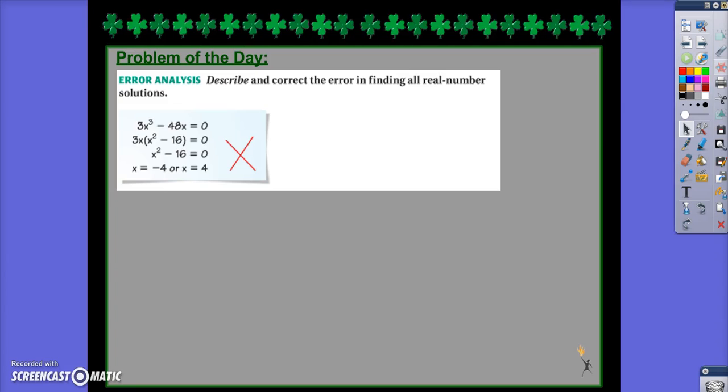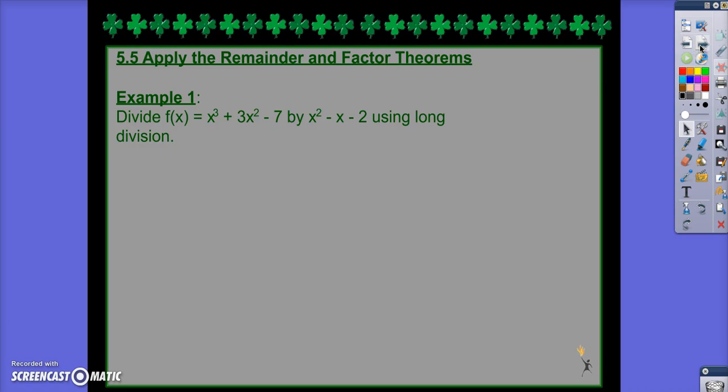Okay, so today we start lesson 5.5. Take a minute and look at the problem of the day. Correct the error before you move on to the lesson. All right, so today we start lesson 5.5, which is apply the remainder and factor theorems.